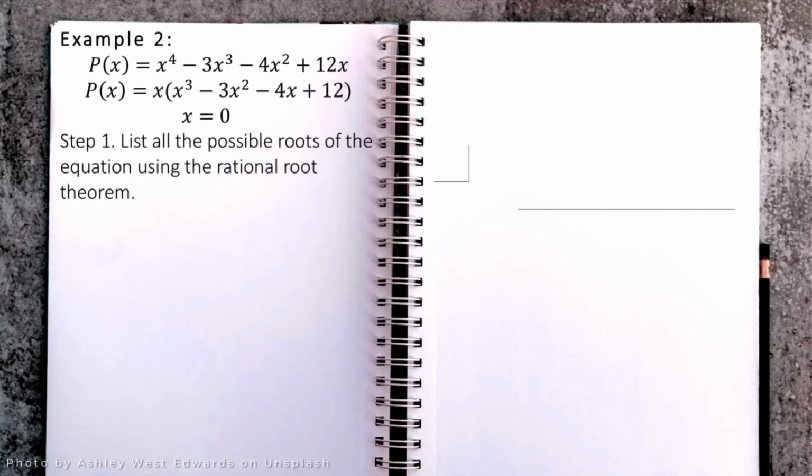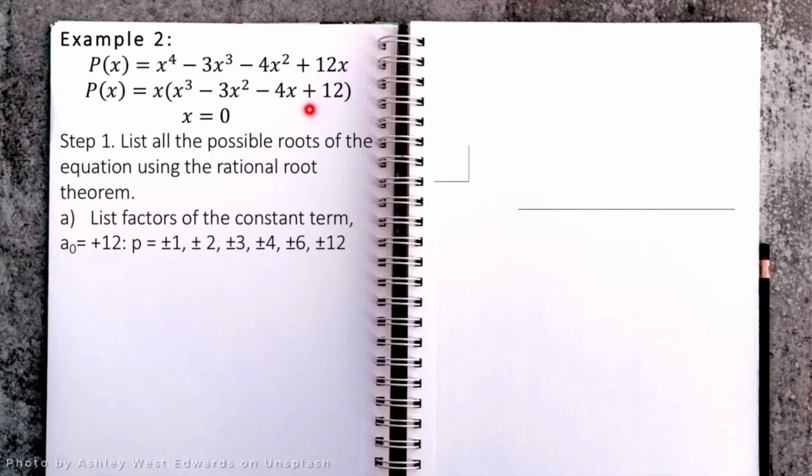Now, using the step, list all the possible roots of the equation using the rational roots theorem. We're going to use the second factor that we have. Now, list all the factors of the constant term. Since the constant term is 12, the factors are positive negative 1, positive negative 2, positive negative 3, positive negative 4, positive negative 6, and positive negative 12. And the factors of the leading coefficient, which is the invisible one, are positive negative 1.